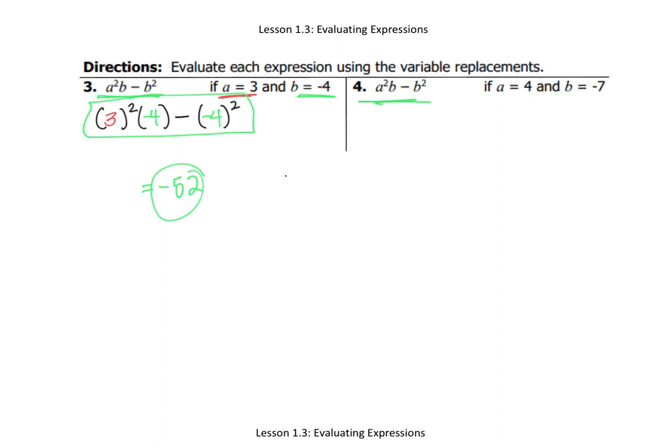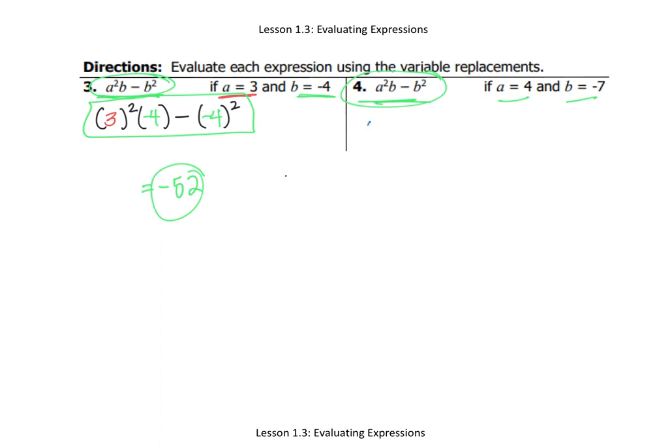Okay, on number 4, we're actually using the very same algebraic expression as we used in number 3. It's a squared b minus b squared. So these two things are the same, but we've changed up the assigned values that we're plugging in for a and b. This time we're saying a is equal to 4 and b is -7. And even though we're using the same expression, because we're using different number values for those variables, we get a different answer.